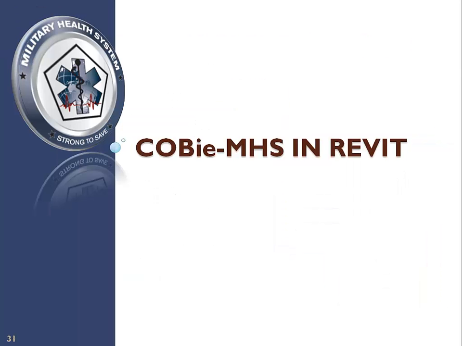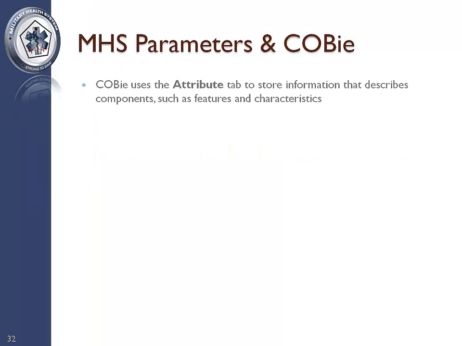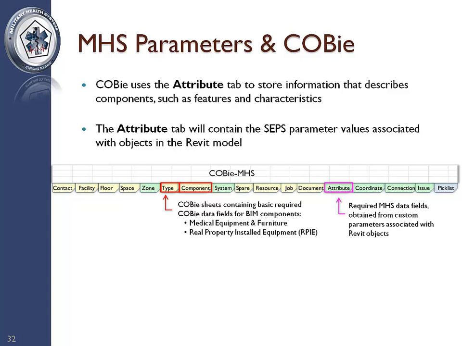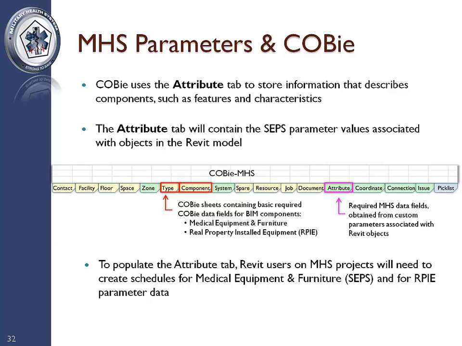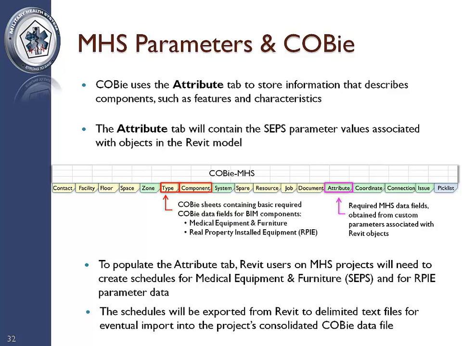We will now review how the custom data required by the MHS Minimum BIM Requirements for COBie can be accommodated within Revit. COBie uses the Attribute tab to store information that describes components. The Attribute tab will contain the SEPs parameter values associated with objects in the Revit model. As described earlier in the video, these parameter values are provided by the SEPs equipment plan and are imported into the model using the SEPs BIM tool. To populate the Attribute tab, Revit users on MHS projects will need to create Revit schedules for medical equipment and furniture, SEPs, and for RIPI parameter data. These schedules will be exported from Revit to delimited text files for eventual import into the project's consolidated COBie data file.